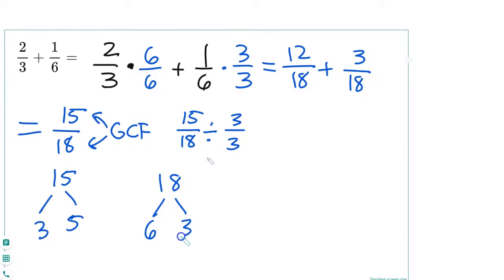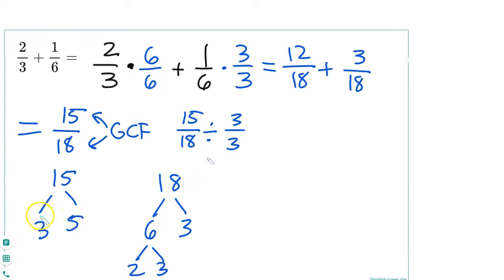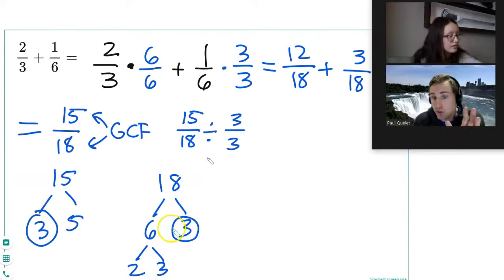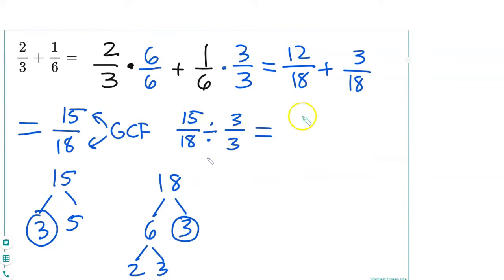6 and 3 is a good start. And then what does 6 break down into? 2 and 3. Remember, we want the greatest amount that's shared. So we want this and this, right? Not both the 3's from the 18, just the 1. Because 15 only has 1 3, right? So if we do that, we're going to end up with 5 over 6, which is the correct answer, right? We know that 5 over 6 is the answer.